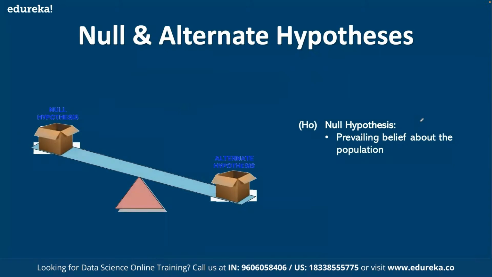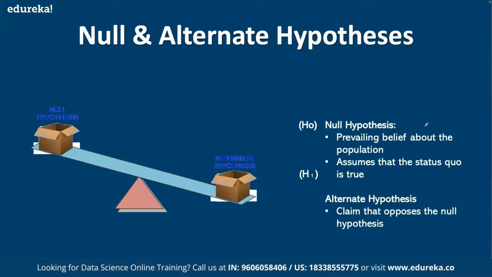We represent the null hypothesis with the symbol H0. The null hypothesis refers to the existing belief about a population. So we assume that the status quo is actually true. That's our assumption. And we have something called H1. We represent the alternate hypothesis with H1. This is a logically opposite statement of my null hypothesis.